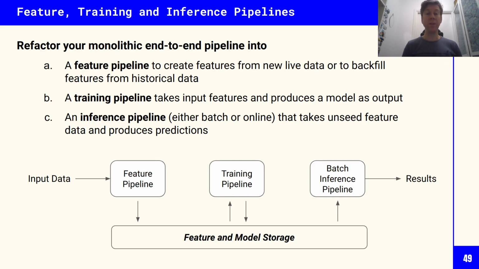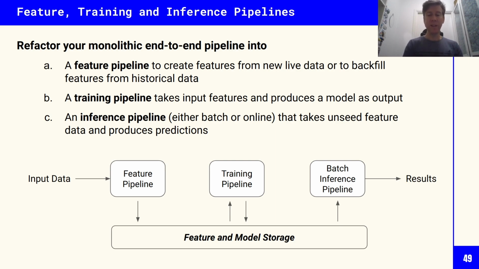So I mentioned already we have the three different pipelines. We're going to refactor our end-to-end pipeline into feature, training, and inference pipelines. The feature pipeline is used to create features from historical data, so we call that backfilling of features from some historical data, or from new live data. We have a training pipeline which will take the features and produce a model as output, and the inference pipeline which takes new, unseen data and produces predictions.